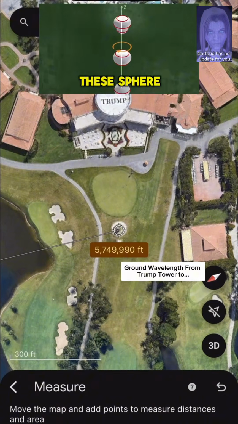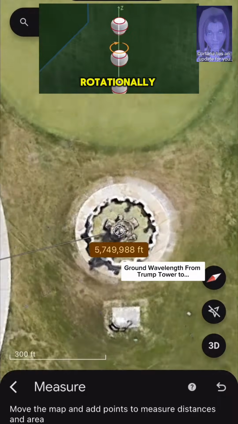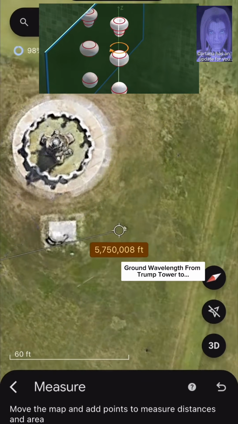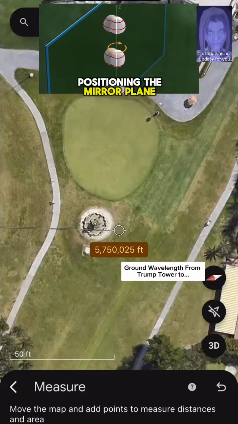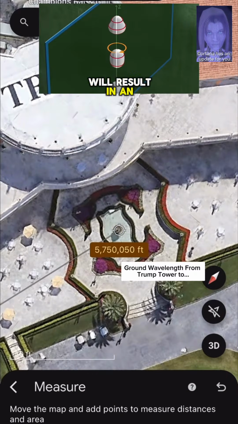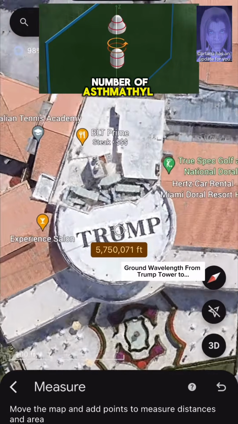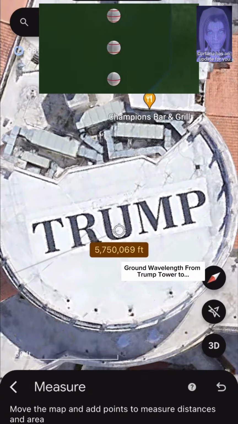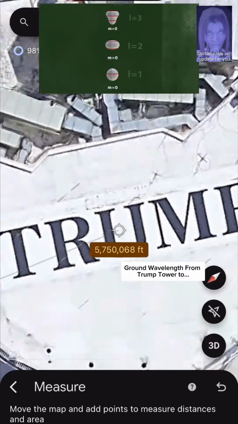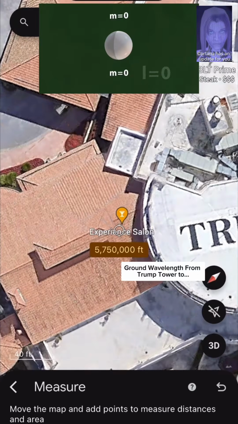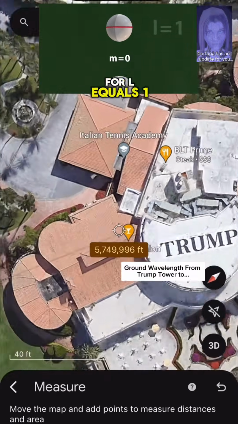By definition, these sphere vibrations are rotationally symmetric. They are also their own reflection. Positioning the mirror plane exactly in the middle will result in an identical mirror image. L specifies the total number of azimuthal nodal lines. There is no nodal line for L equals 0. There is one nodal line for L equals 1.